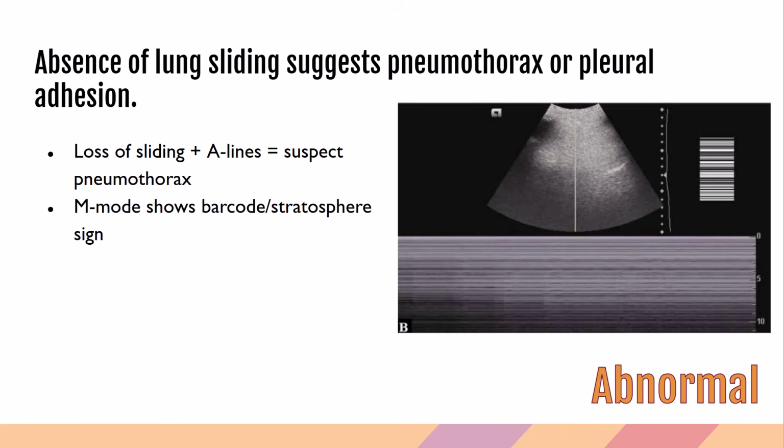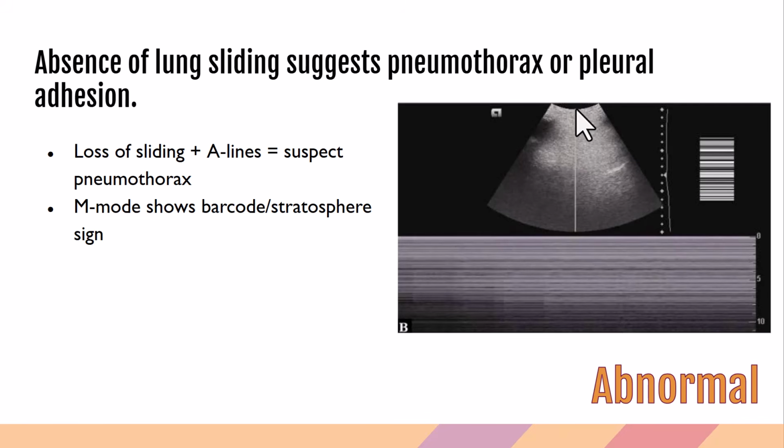So again, it's normal to see that pleural lining sliding along the chest wall. It is abnormal when we have an absence of lung sliding, and that can suggest a pneumothorax or a pleural adhesion. So if we lose the sliding and we lose A lines, we need to suspect a pneumothorax. Again, M mode can be very helpful in diagnosing this.